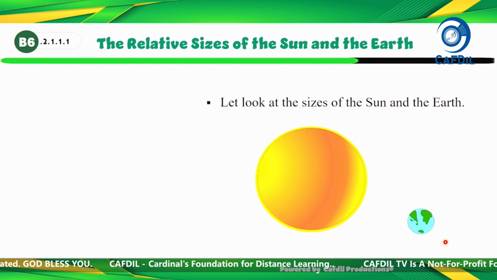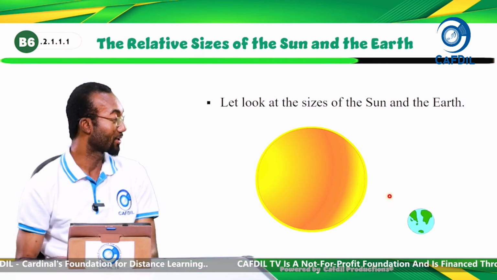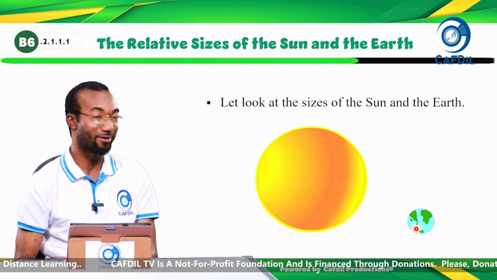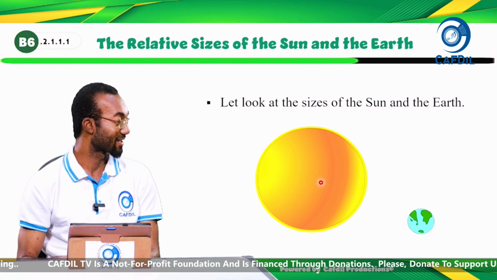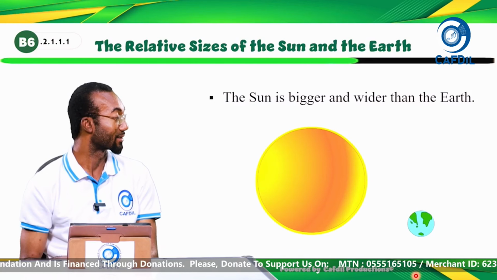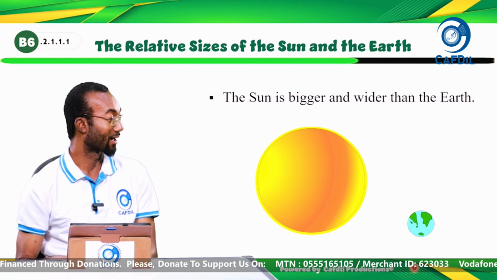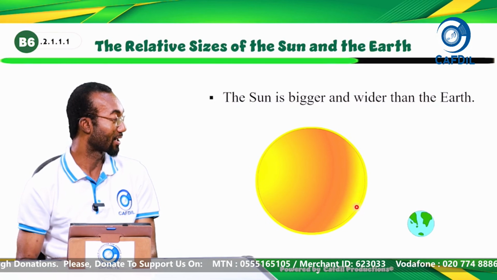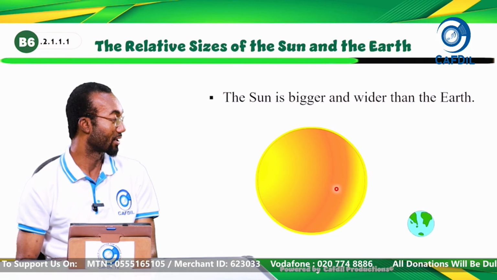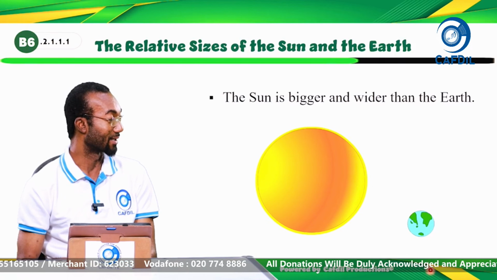Now let's look at the sizes of the sun and the earth. Look at the sun here and look at the earth here. I know that you know sizes, and you tell me that the sun is bigger than the earth. So look at how big the sun is and how small the earth is. The sun is bigger and wider. We are measuring from here to here. See that the sun is far wider and bigger than the earth.